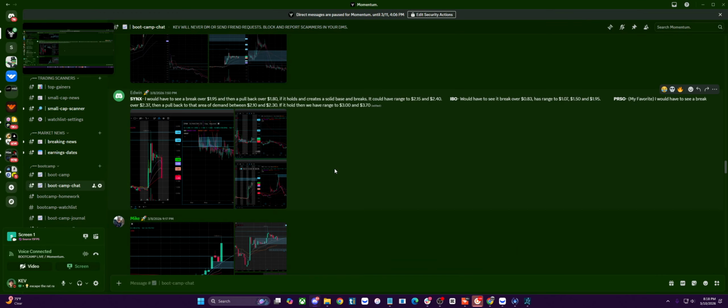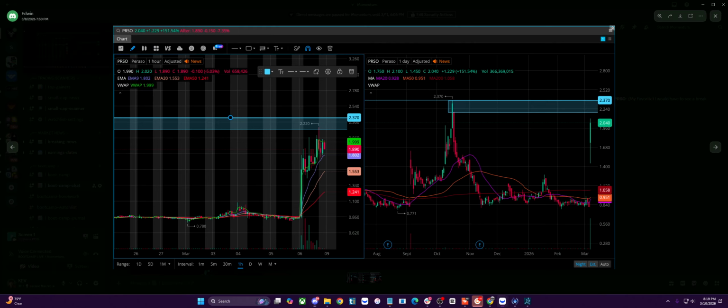PRSO, what do we have here? Your favorite would have to see a break over 2.37, then pull back to that area of demand. If it holds, then you have range to 3 and 3.70. So let's talk about this one here.